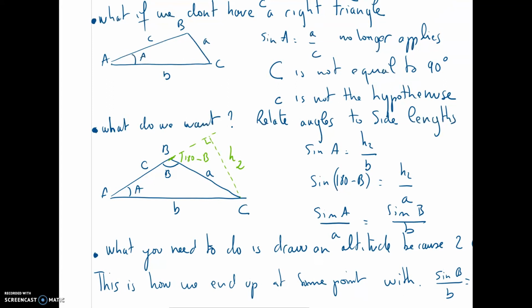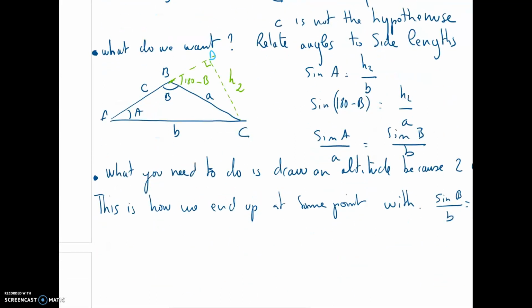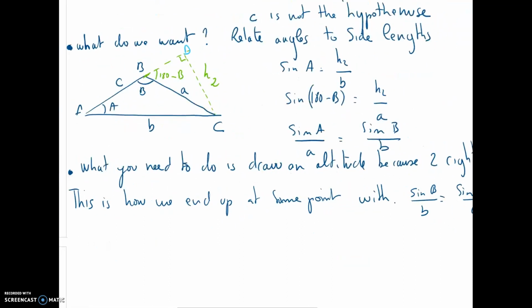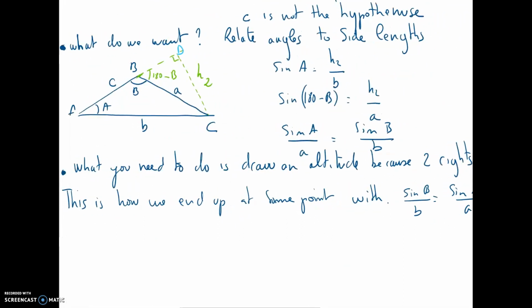Well, basically we need to make sure that we can draw an altitude, because when you draw an altitude, you end up creating two right triangles. If I name the point right here with the letter D, you can see the right triangle ADC, but also BDC. When you work this out, at the end of the day, you are able to get to the point where you have your law of sines.